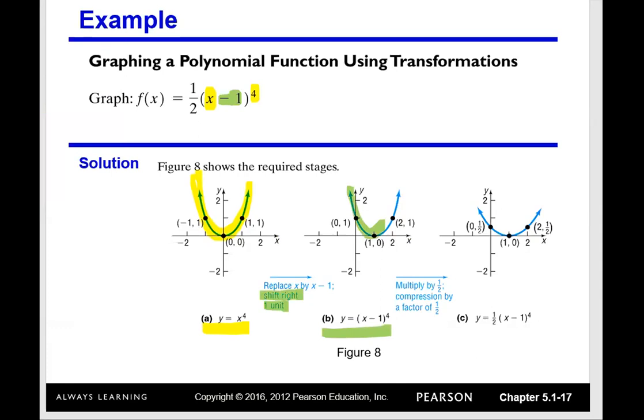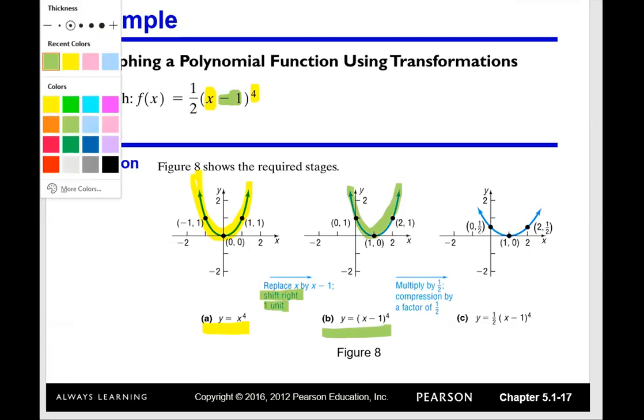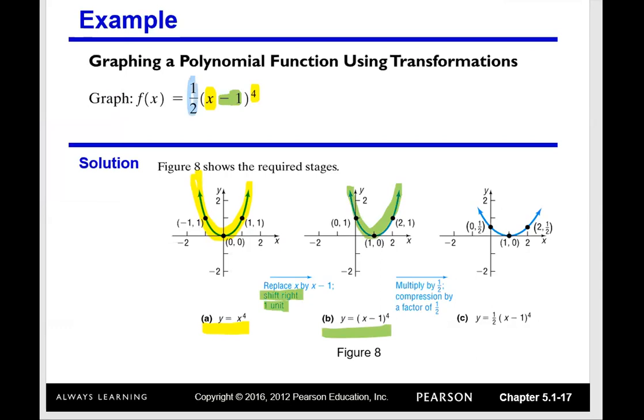So this thing goes 1 unit to the right. And then on this one, they've got a 1/2 in front of it. So that means that your y coordinate is going to be half of what it originally was. And you can now see that this graph is spreading out more. So instead of 0, 1, it's at 0, 1/2. Instead of 2, 1, it's at 2, 1/2. Your y coordinates get cut in half.